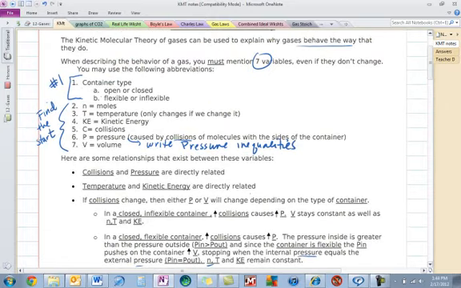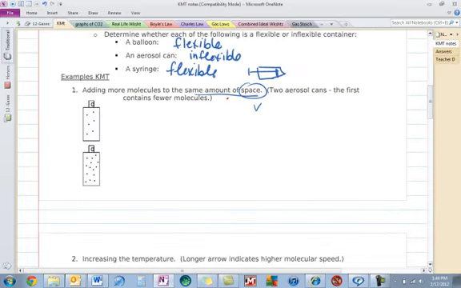We have to do container type. Is it open or closed, and flexible or inflexible? Now this container could be opened, but the containers are just sitting there. There isn't somebody pushing down on the container and opening it. So we are starting with a closed container, and our aerosol can is inflexible.